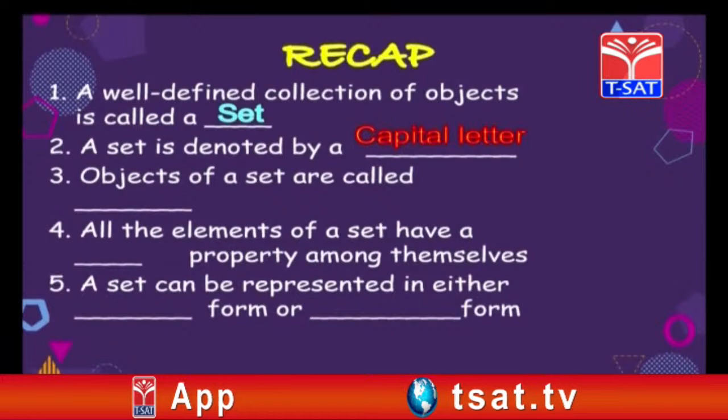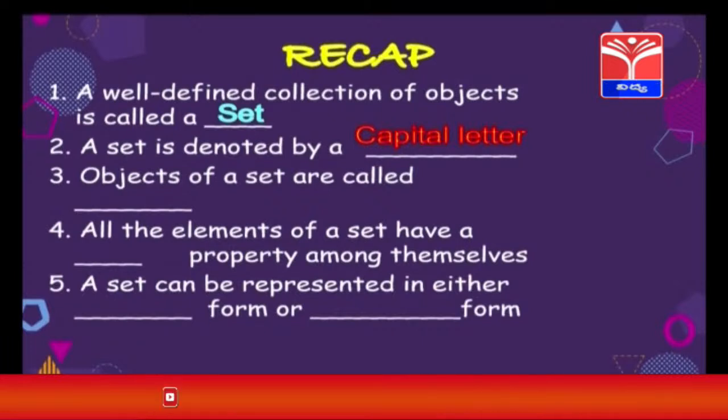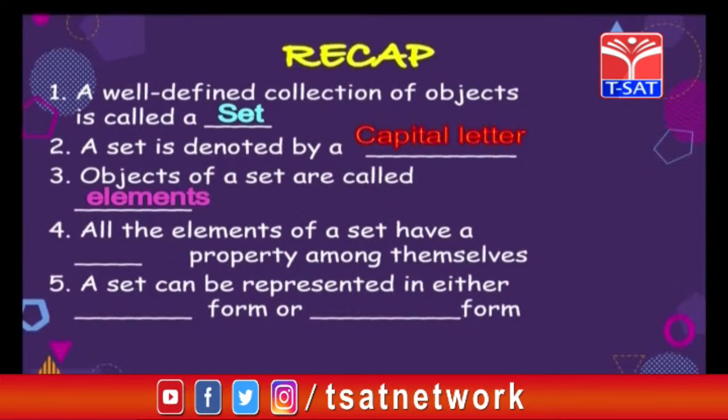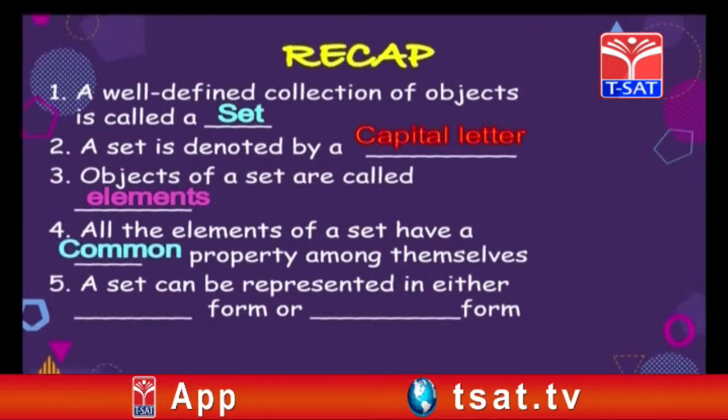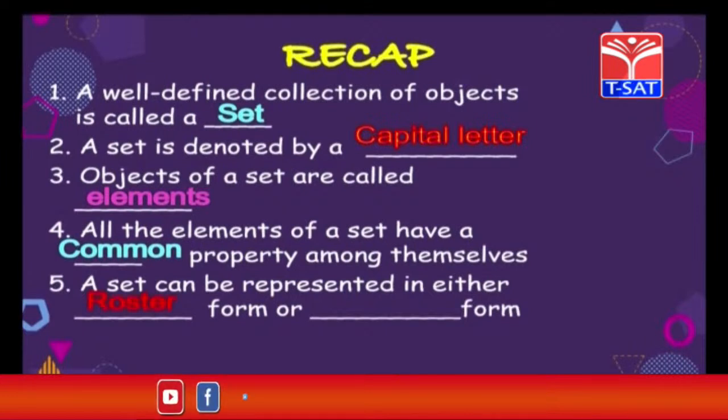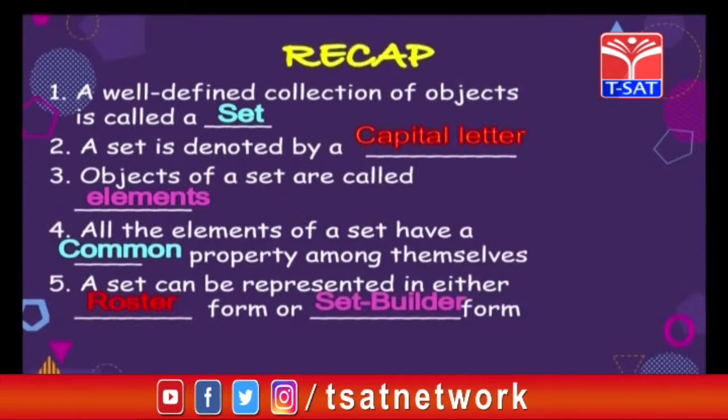A set is denoted by a capital letter. So we use a capital letter to denote a set. Now objects of a set are called elements. So what do we call the objects of a set? We call them as elements. All the elements of a set have a common property among themselves, and a set can be represented in either roster form or set builder form.